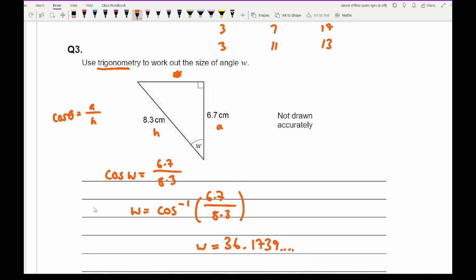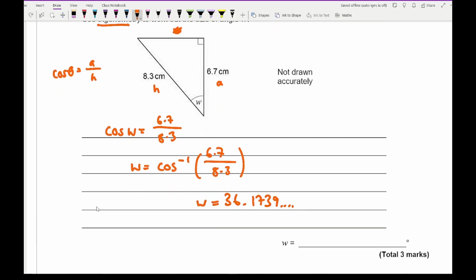36.1739, and so on. Again, it's just a case of choosing how much you want to round it to. Now in the question, they don't indicate what they want the answer rounded to, so I'm going to go for 1 decimal place and call it 36.2 to 1 dp.